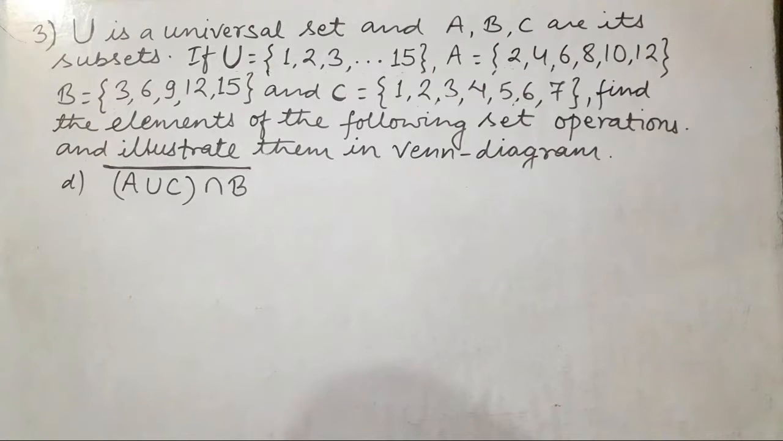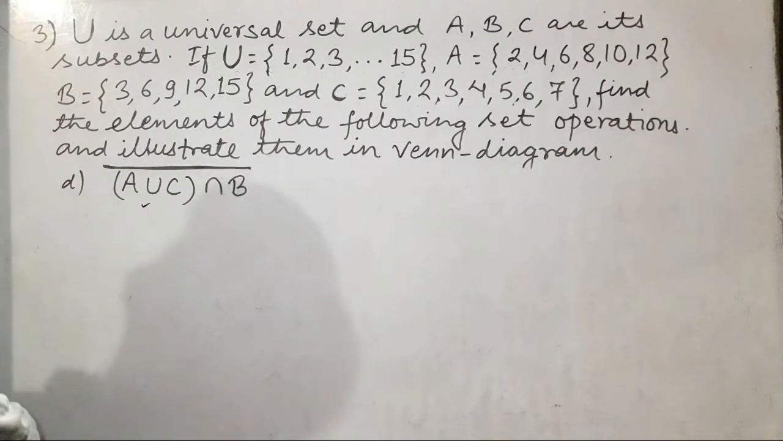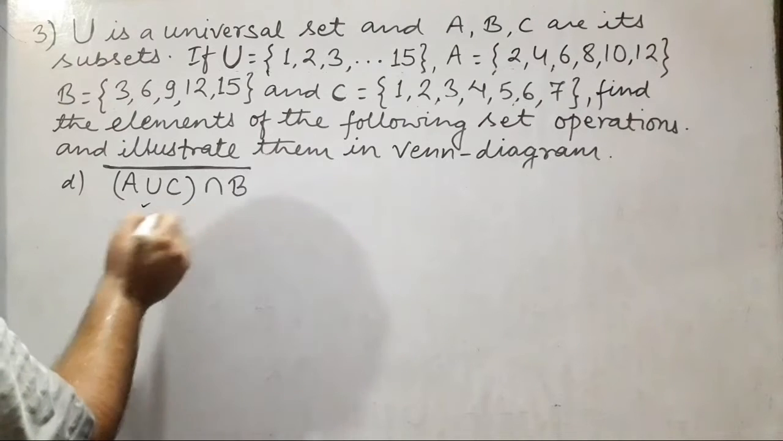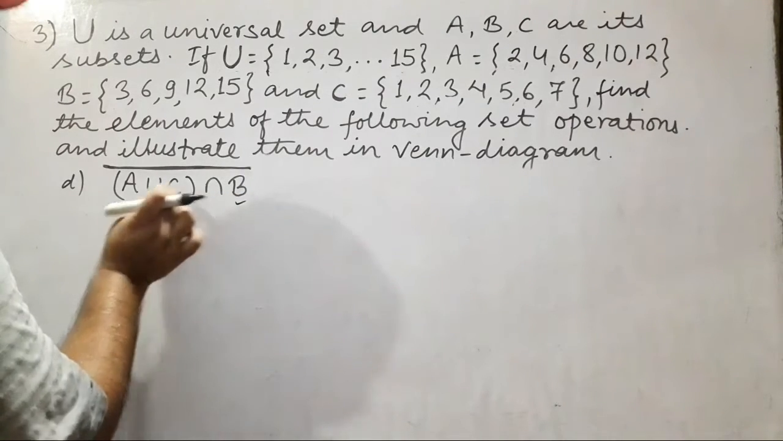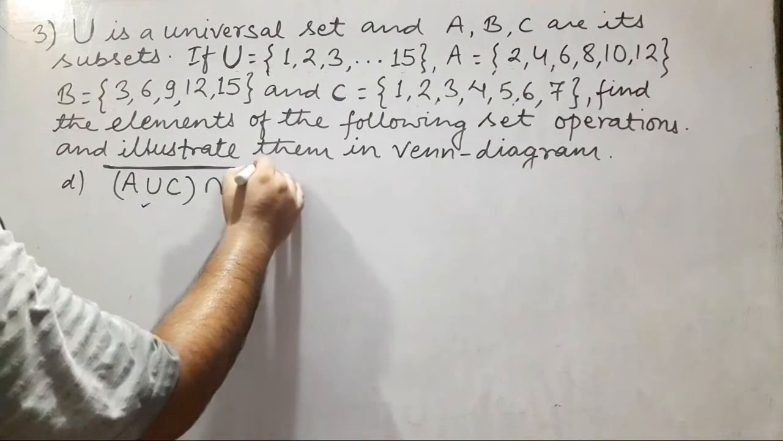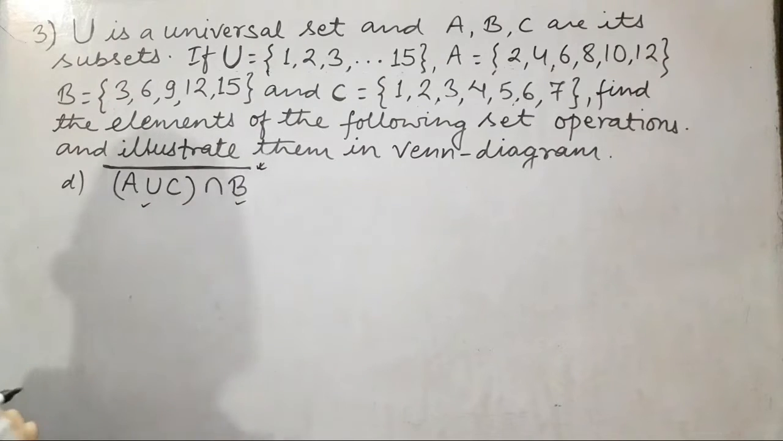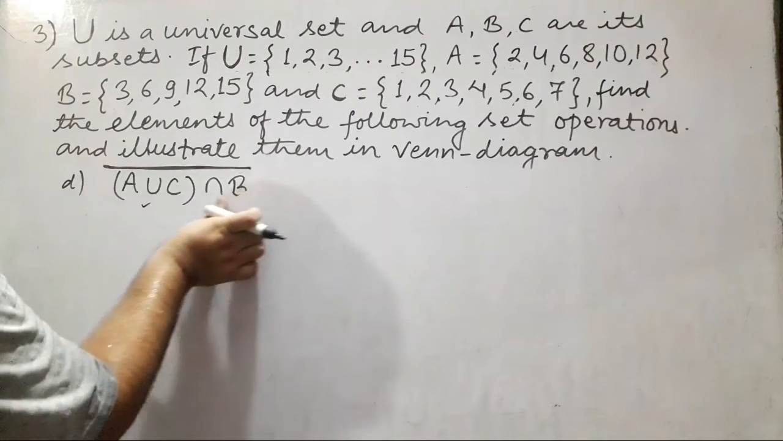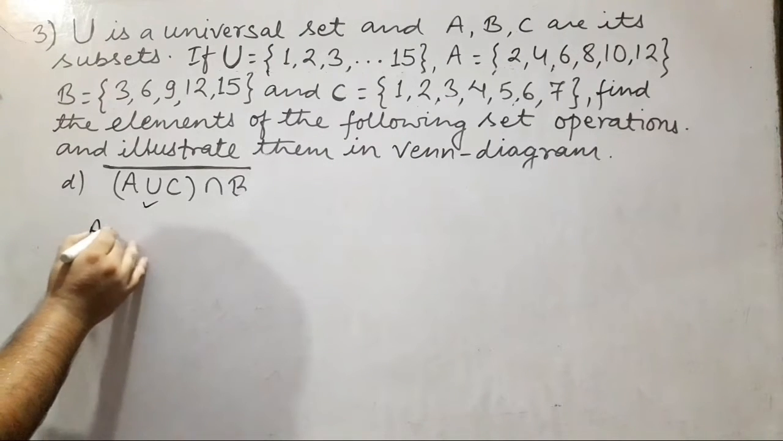Now here are 3 operations. One is A union C. Then after finding A union C, we have to intersect with B. That is A union C intersection B. And at last we have to find the complement of A union C intersection B. So let's start with A union C. Okay, A union C.